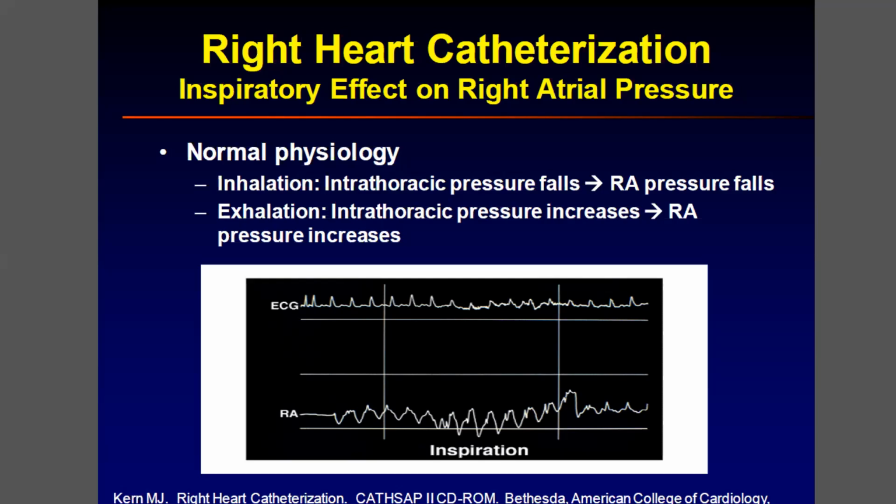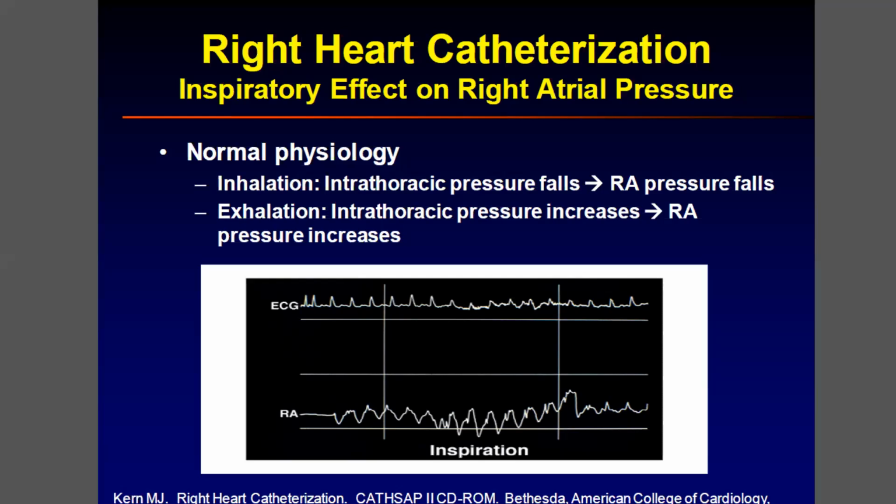So on inspiration, there is more flow on the right side. It pushes the interventricular septum slightly to the left side, so there will be less flow on the left side. On expiration, there is less flow on the right side. It pulls the septum to the right side, so you have more flow on the left side.